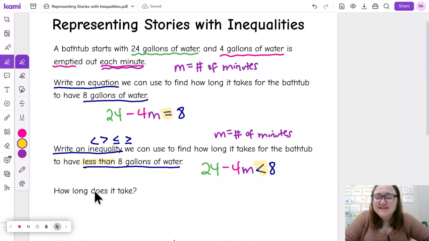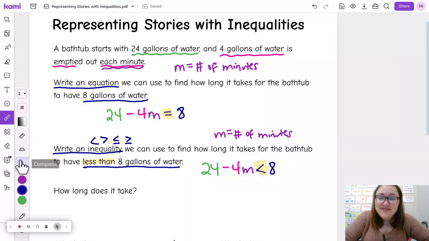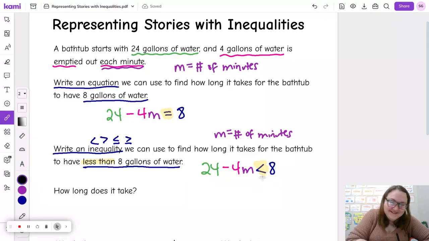Just like with equations, the second question is actually asking us to solve it. It wants us to know how long does it take. So I want to find the number of minutes. That is what we learned yesterday, is how to solve inequalities like these. Can you go ahead, pause the video, and try solving this inequality yourself using what you learned yesterday?